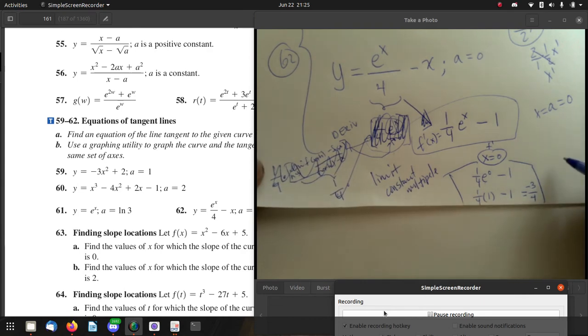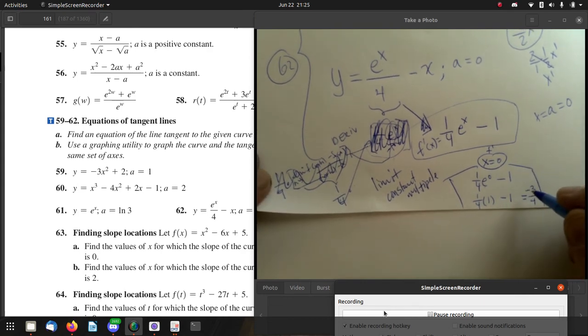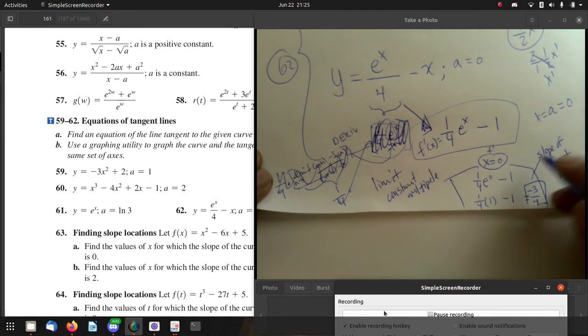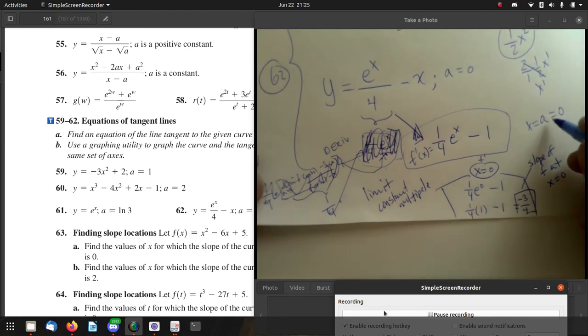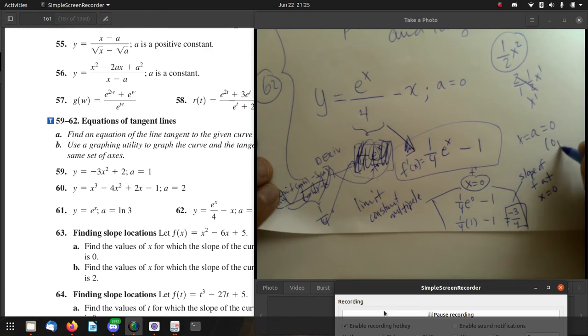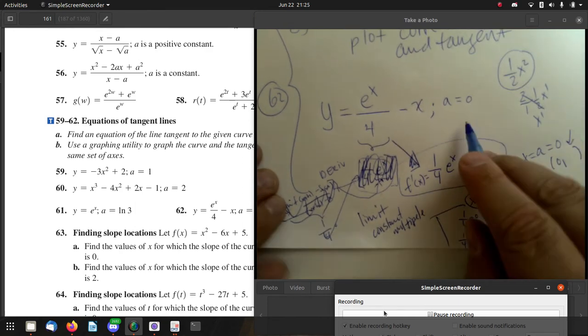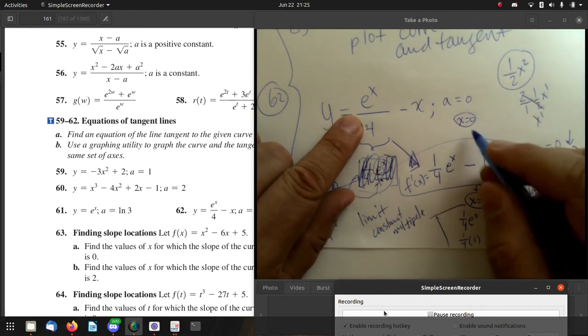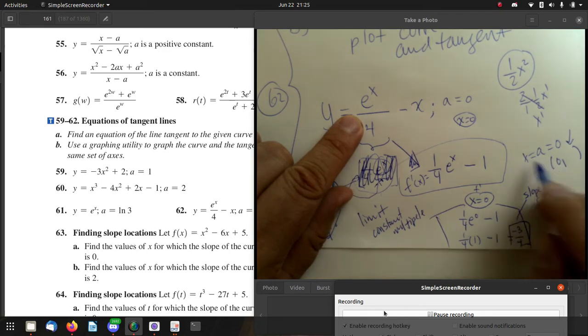Oops, I'm sorry. Yes, we do need this. And this is going to be our slope of f at x equals 0. So that takes care of that. What we also need is, we know the x value of the point is 0, but we don't know the y value. So we need to plug in 0 to the original as well to figure out the full point, not just the x part of the point.